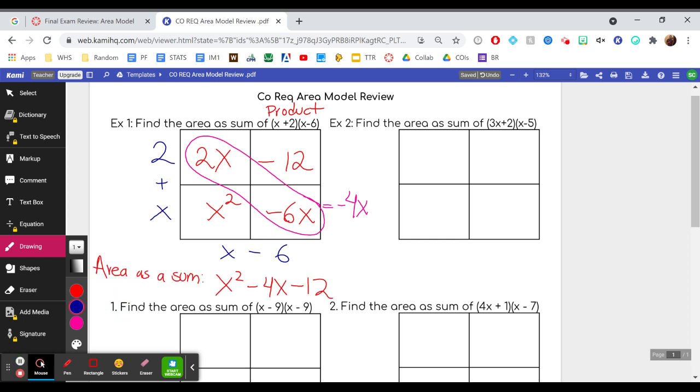Example number 2. Now we have to again find the area as a sum of the product. So they're giving us the area as a product here: 3x plus 2 and x minus 5. So we're going to put 3x plus 2 and x minus 5.